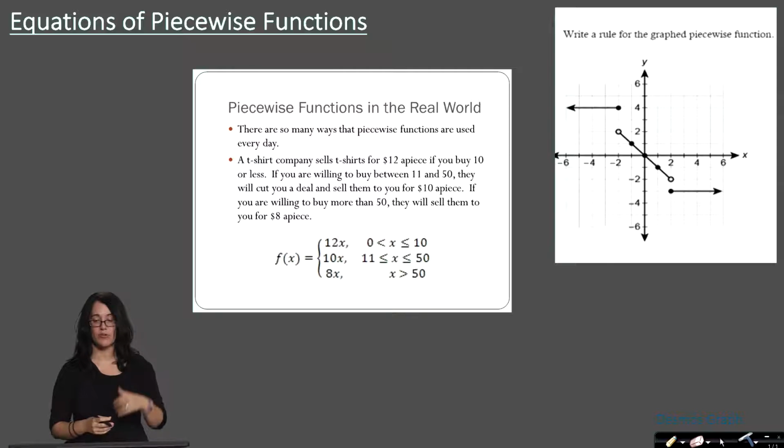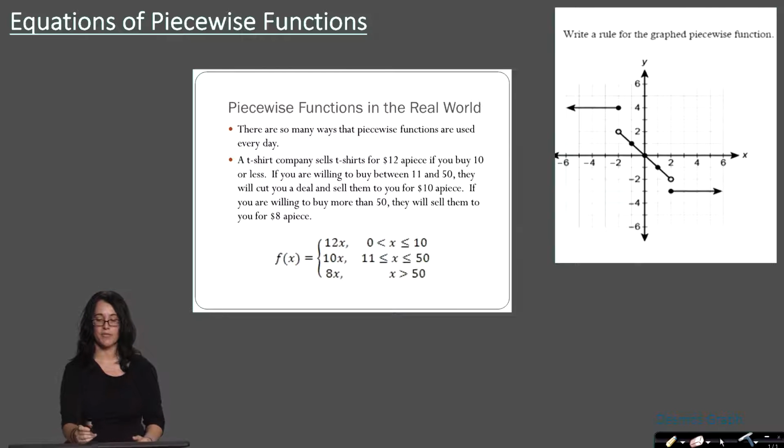So in this slide, we've given you a real-life example. Like I mentioned, there's lots of real-life examples of piecewise functions. Here in this case, they tell us that a t-shirt company sells t-shirts for $12 a piece. That's only if you buy 10 or less. Have you noticed that? The value bundles, right? If you buy more, then it's a cheaper rate.